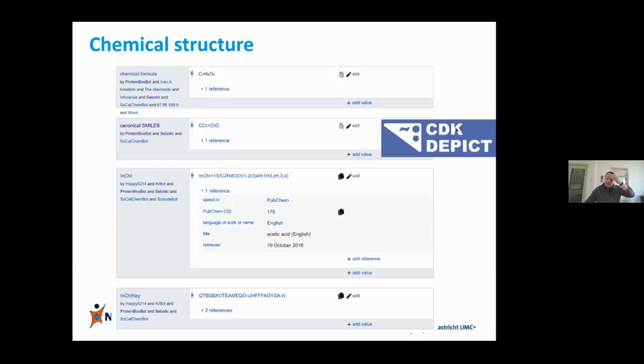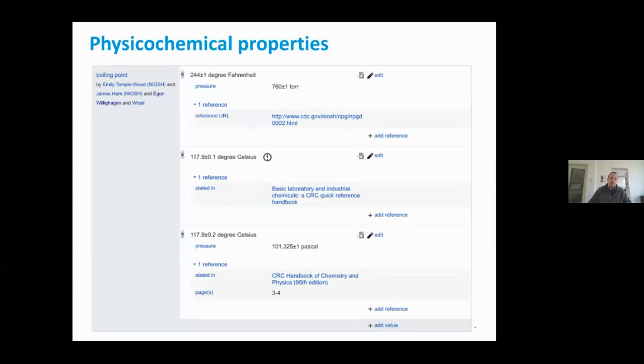The SMILES itself actually links to the CDK, the Chemistry Development Kit, Depict website, so you can look at the structure, which sometimes is useful to identify if stereochemistry is missing or not, something that CDK Depict can nicely do. Not relevant to this particular molecule, but in general, I've used that a lot.